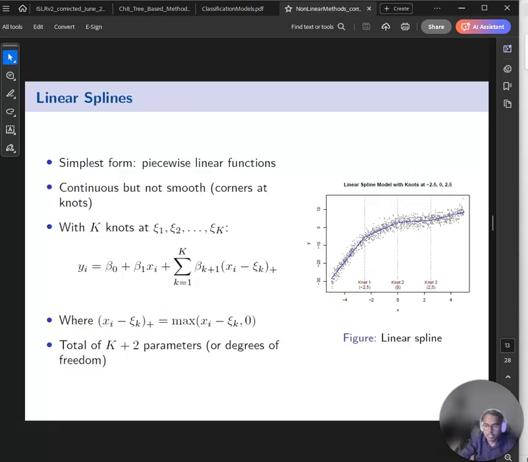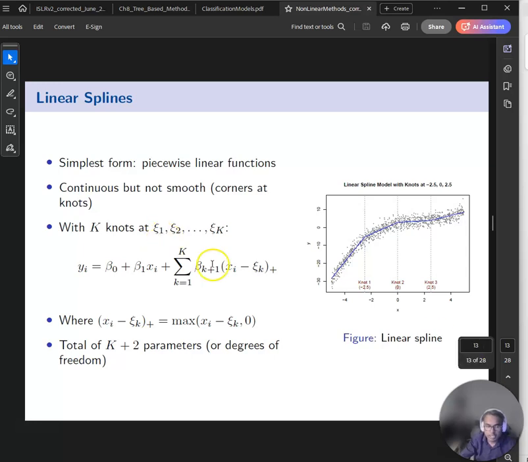So let's start with linear splines. Linear splines are continuous but not smooth. You will notice corners at the knots where the slope changes abruptly. Mathematically, with k knots at positions eta 1, 2, up to k, a linear spline model takes the form beta naught plus beta 1 x plus the summation of beta k plus 1 times (x_i minus eta k).